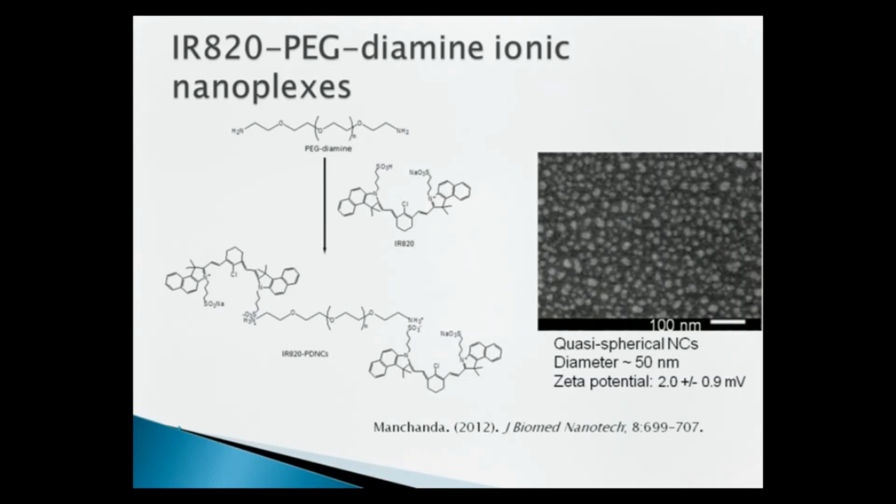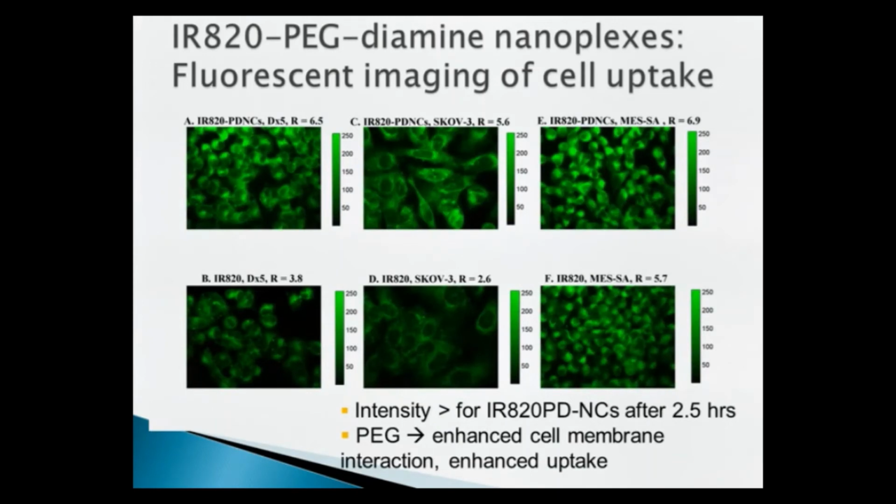These are about 50 nanometers in diameter, but they're not really spheres. They're irregularly shaped particles, about 50 nanometers, with a zeta potential about normal. And we looked at them for cell imaging and also for animal imaging. So we compared the IR820 PEG diamine in 3 different cell lines: a uterine cell line that has MDR, multi-drug resistance, an ovarian cell line that is HER2 receptor positive, and then a MES-SA, which is a uterine cancer cell line that doesn't have MDR.